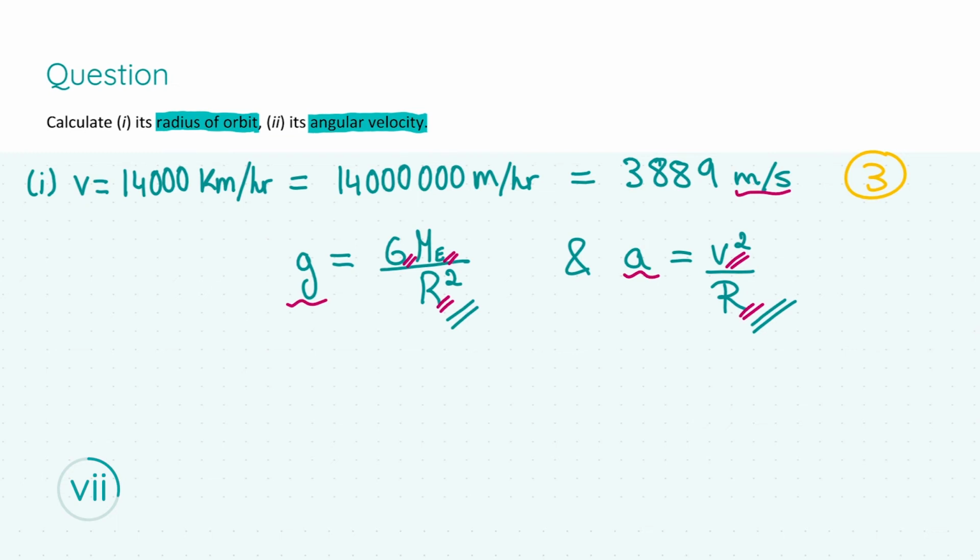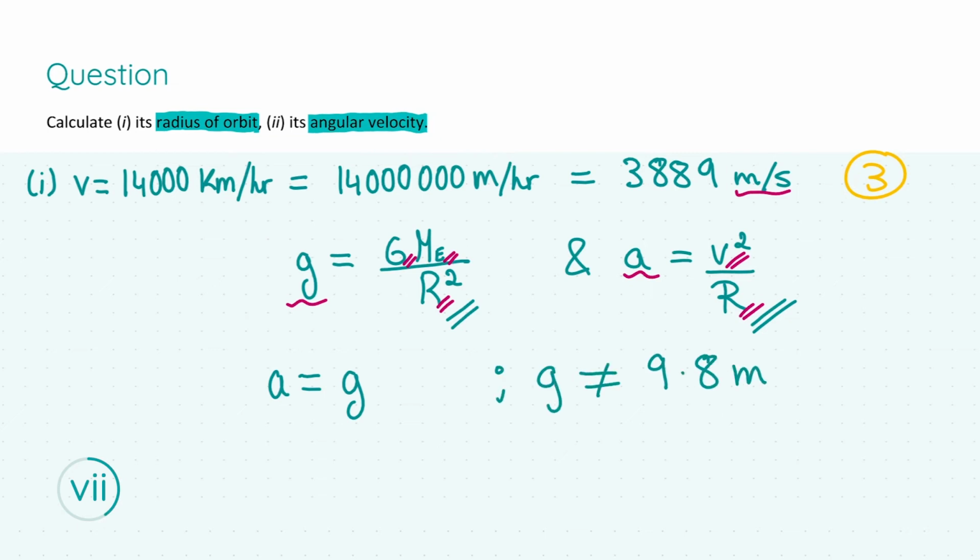The only thing we don't know, or we need to find a connection between, is a and g. However, they seem unrelated, but there is one simple fact: the centripetal acceleration experienced by the satellite is also equal to the acceleration due to gravity experienced by the satellite. So these two are equal, and therefore we can amalgamate these two formulas. However, I must point out that g is not equal to 9.8 meters per second squared.